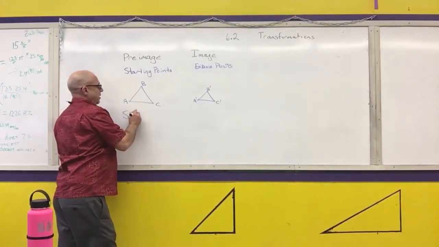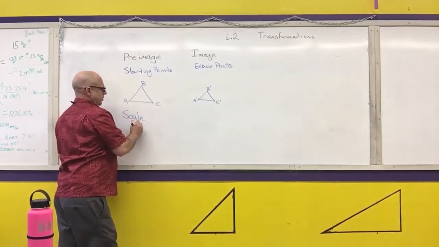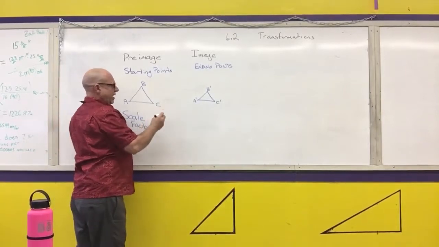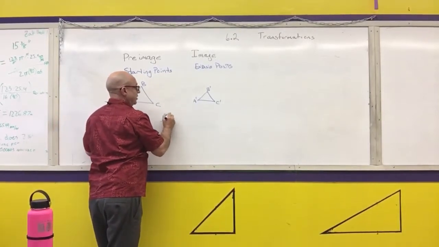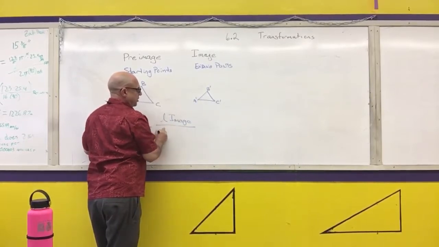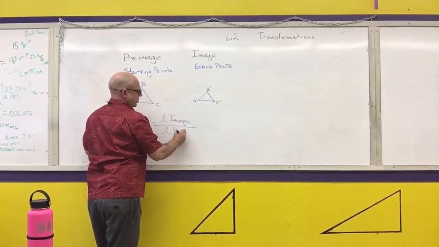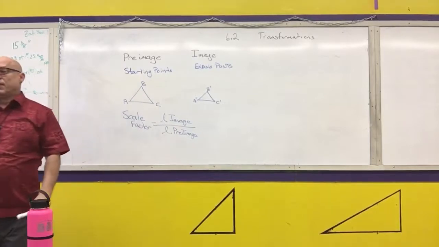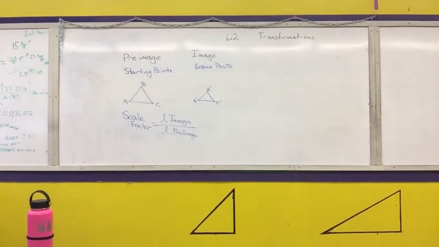The way you calculate your scale factor is you take the length of one of the segments of the image, dividing by the length of one of the segments in the pre-image. So if the image is bigger than the pre-image, you're going to get a number bigger than 1. If the image is smaller than the pre-image, you're going to get a number between 0 and 1.